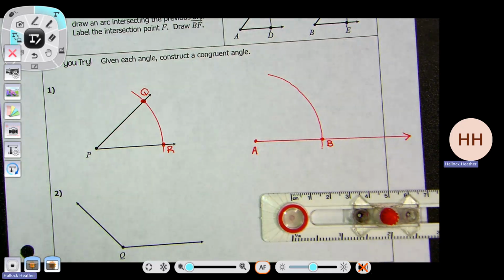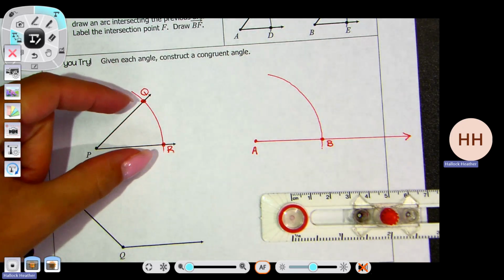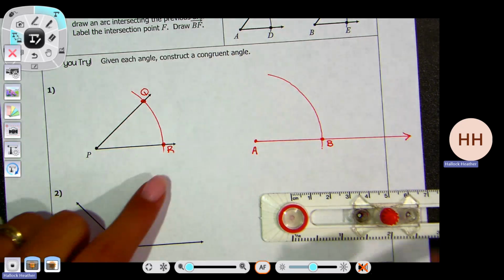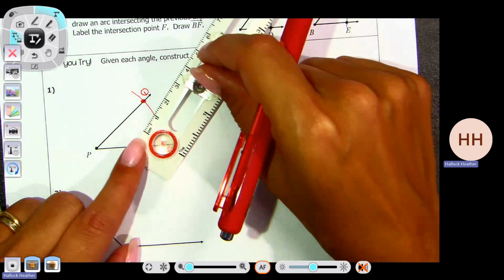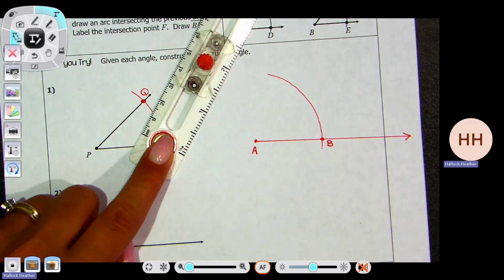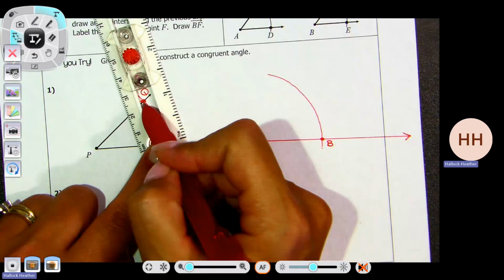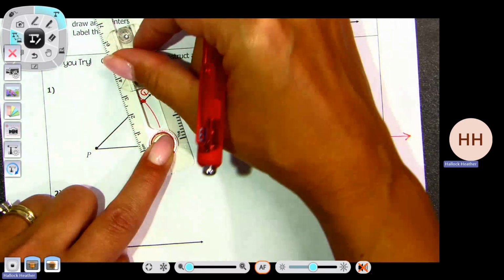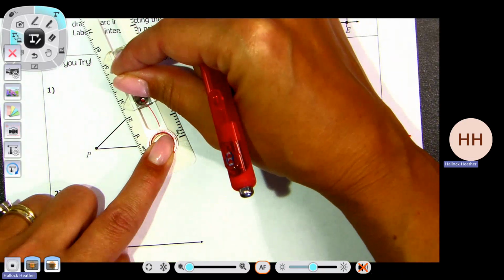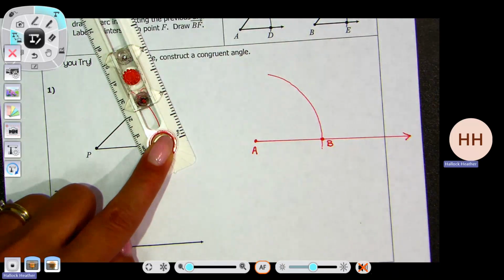This is the part that everybody forgets. The next part is to measure the width of QR using the compass. So we're going to put the compass on R, and I'm moving my slider to Q. I'm going to close my slider so that I can figure out the distance from here to here. So I'm measuring the opening using a compass. I'm going to use a different color.